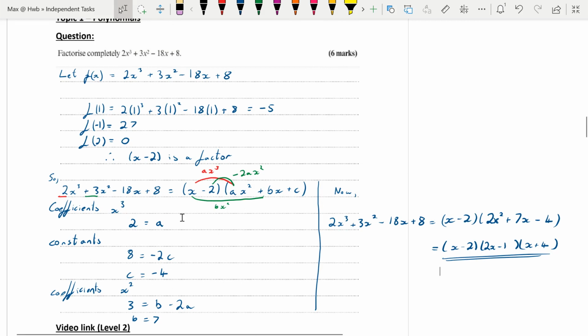As I said, for this bit in the bottom left by here, we could have done algebraic division, long division, and got it the same way. But the whole thing is what I'm trying to do is I'm trying to find this extra quadratic here in the brackets.